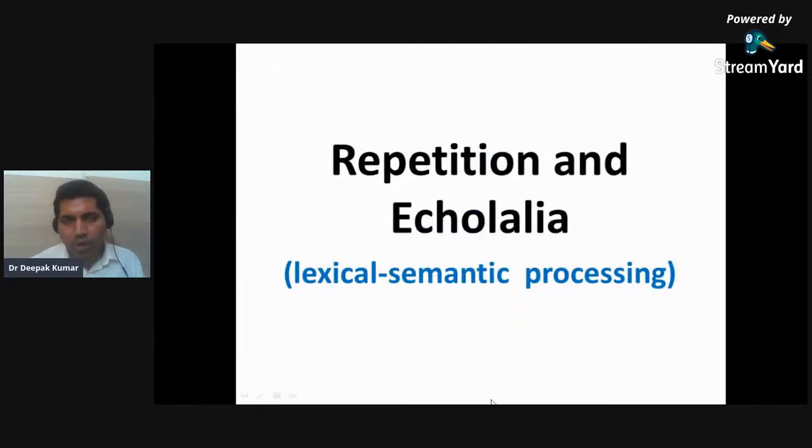Okay, so I'm going to give you the mechanism for why the repetition is excellent or normal in a patient who has the integrity of the central circuit but has damage either in the primary motor cortex or the primary auditory cortex. Okay, and also an interesting term, echolalia.